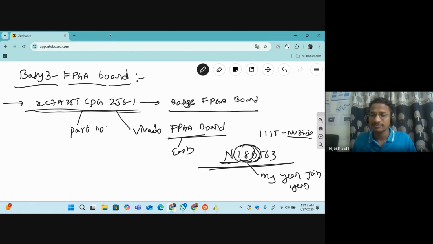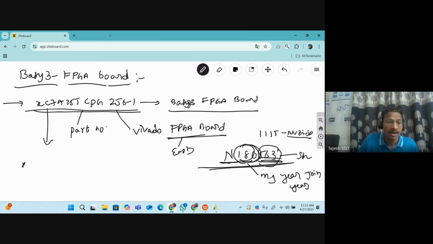So this ID number also represents my serial number. Just a minute. So this 563 is my student number, I mean, just the normal count of students. That's it. So coming to this FPGA board, XC7A.